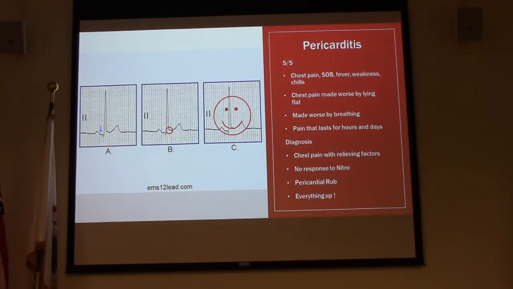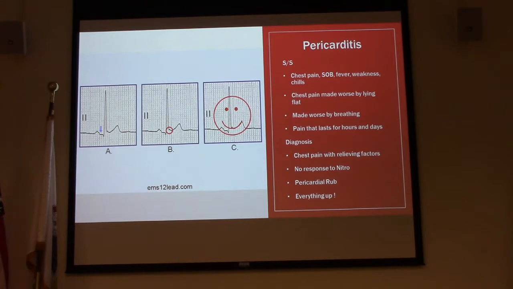Another STEMI mimicker is pericarditis. Pericarditis is very scary and it's also very painful. It does mimic an MI. The sac of the heart itself is inflamed due to some type of virus, but it's affecting the walls of the heart itself. And it looks like this patient has major ST segment elevation. Signs and symptoms are very similar: crushing chest pain or sharp chest pain.